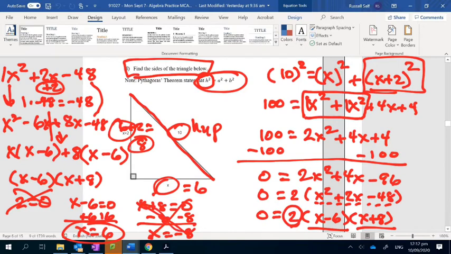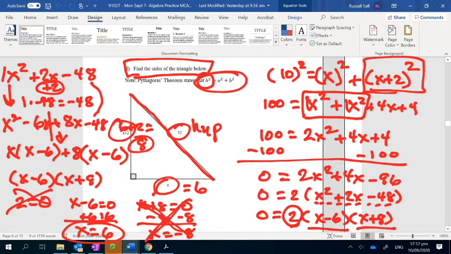And you must also tell me why you tossed out your negative 8. Because it's negative and we can't have a negative. Can't have a negative length. Your measurement cannot be negative. However you want to put it.